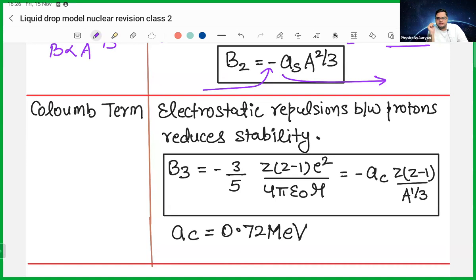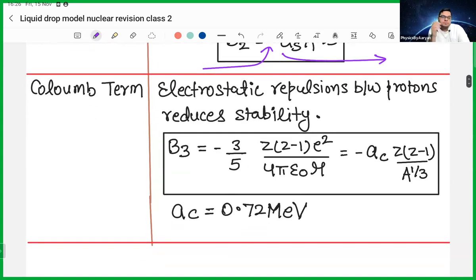So the next one is the Coulomb's force. Coulomb term. Now, protons have two kinds of forces between them. One is the nuclear force. Protons and protons attract each other because of the nuclear force. But protons also repel each other because of the Coulomb force. Although the Coulomb force is much less than the nuclear force, it is still there, right? So between your protons, you have attraction, but you also have repulsion.